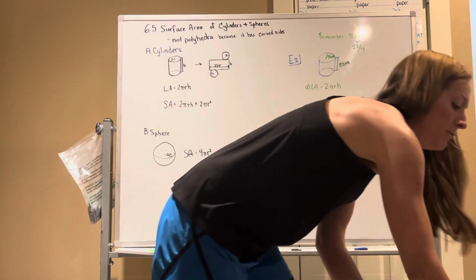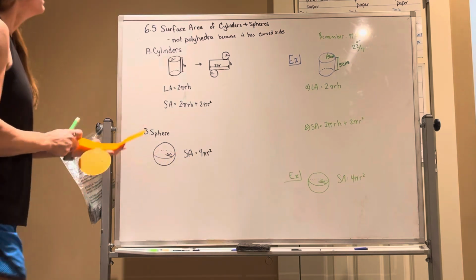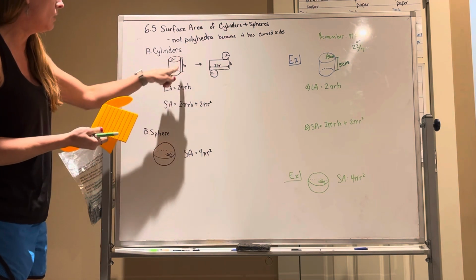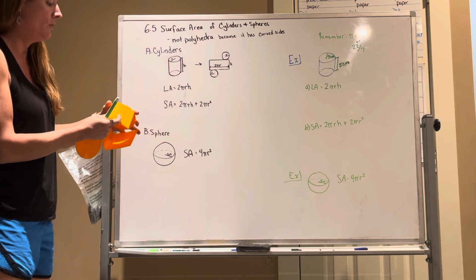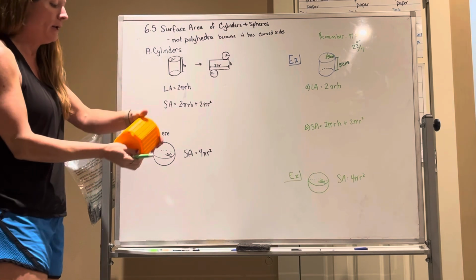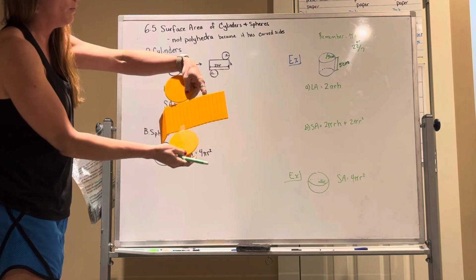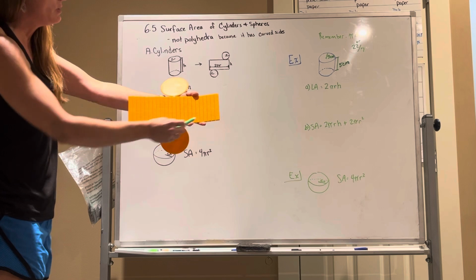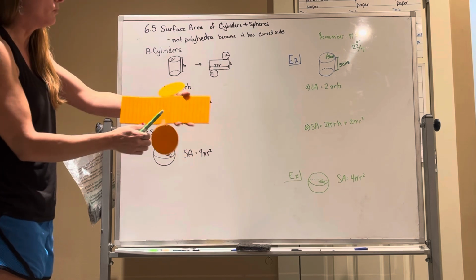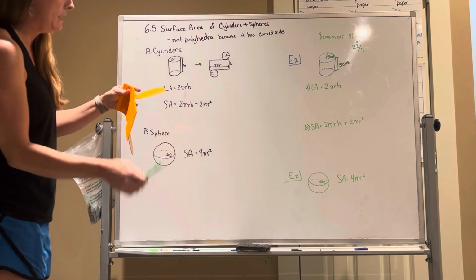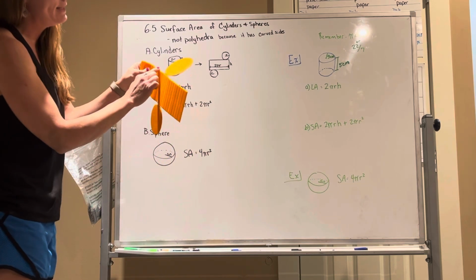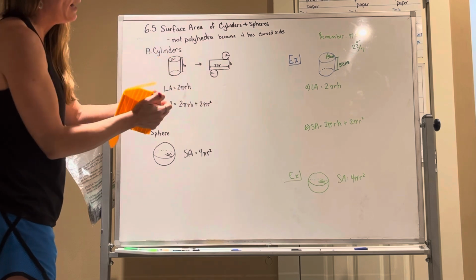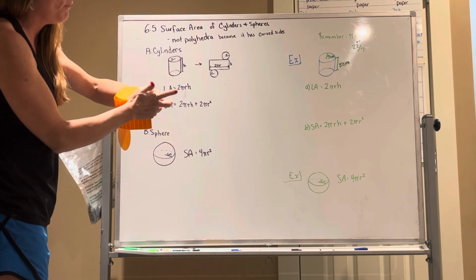I have a visual to help. I tried to draw it out here, but if you could imagine cutting along one edge of the cylinder so that you could open it up and lay it flat, you'd end up with something like this. This is a rectangle, and then you have two circles. Hopefully you can see that this line of this rectangle would line up with the circumference of that circle.